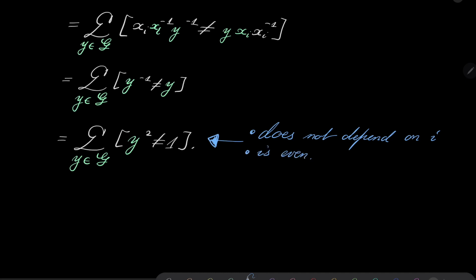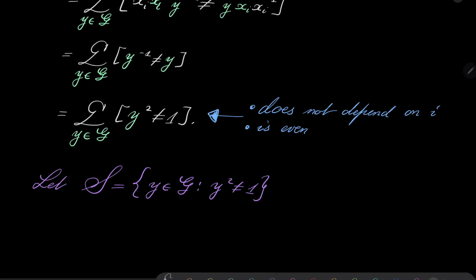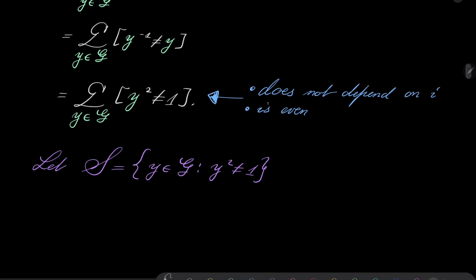I claim that it is even. How do I know that? Well, notice, let's investigate the nature of this set. So let, for example, S be equal to all elements y of our group which are such that y squared is not the identity. Notice that all these numbers can be paired, because this just means y squared is not equal 1, that any element of this set, its inverse, it's not the inverse of itself.